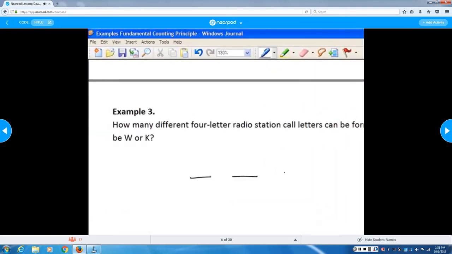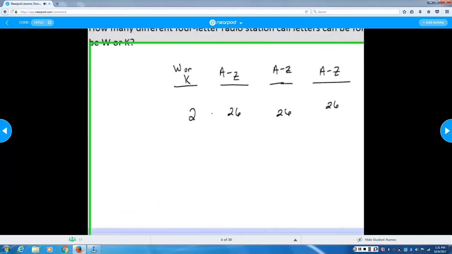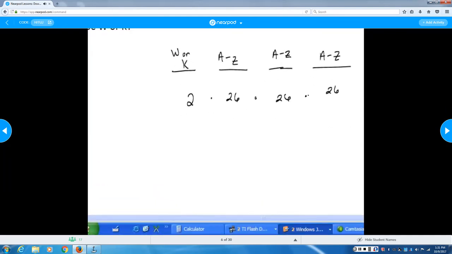All right, so we've got 4 letters that we're going to choose. The first letter has to be a W or a K, so that gives us 2 options. The second letter can be anything A through Z. That's 26 options. The third letter can be anything A through Z, so there's 26 options. And the fourth letter can be anything A through Z, so we have another 26 options. All right, so we're going to multiply our choices here.